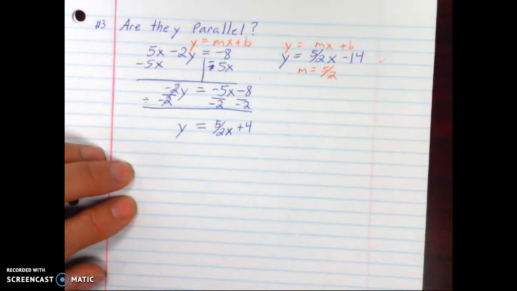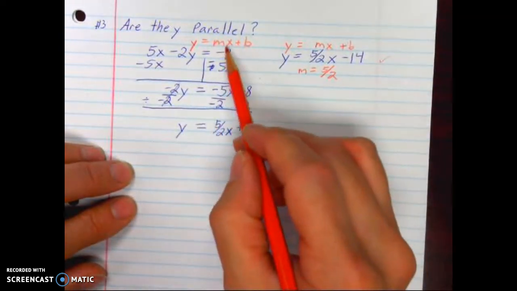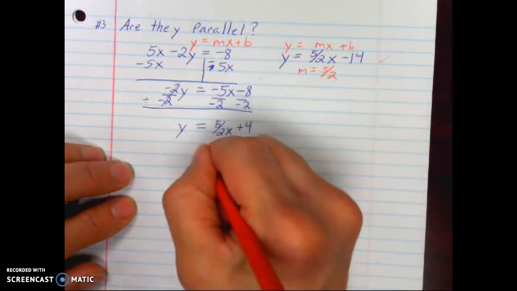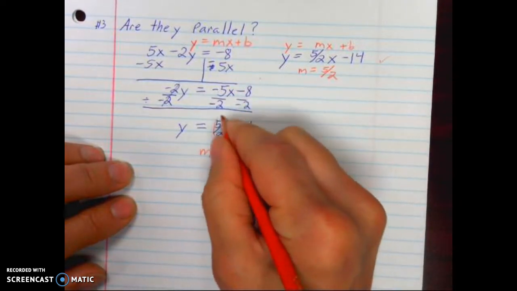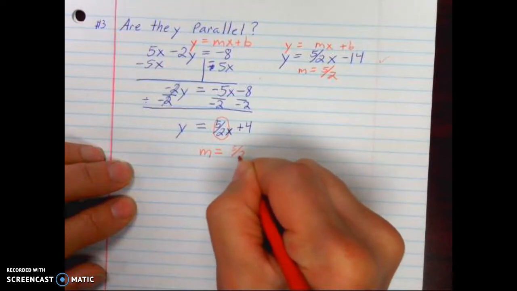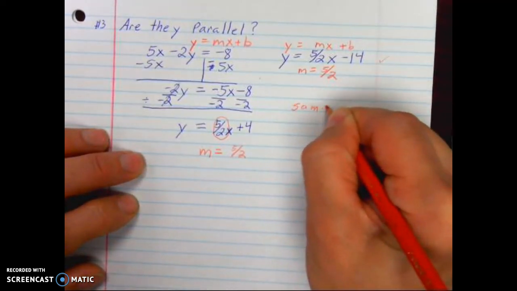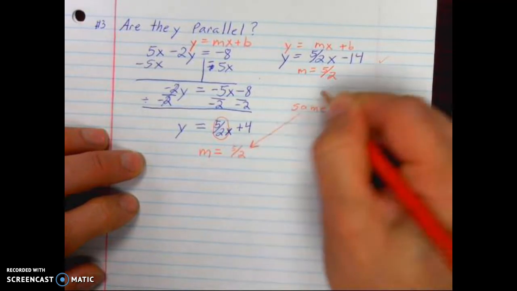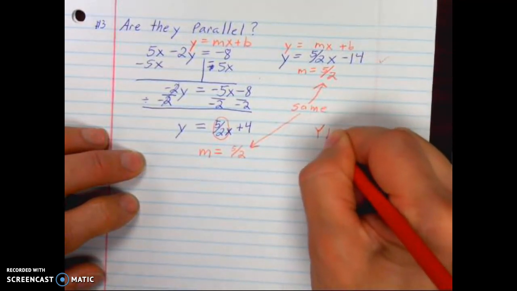Now, once this has been changed into this form, I can say that this slope is 5 over 2. And look at here. They do have the same slope. So the answer is yes.